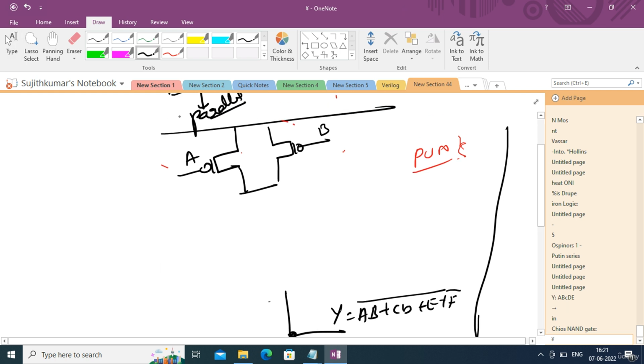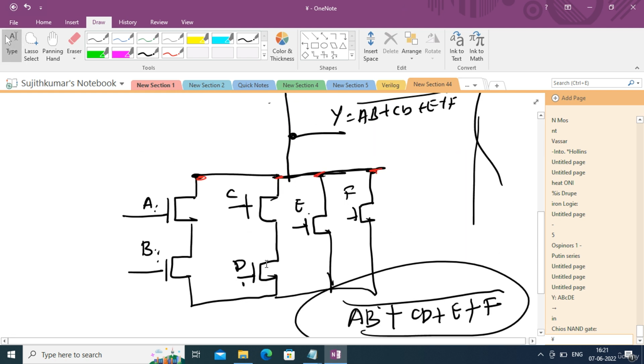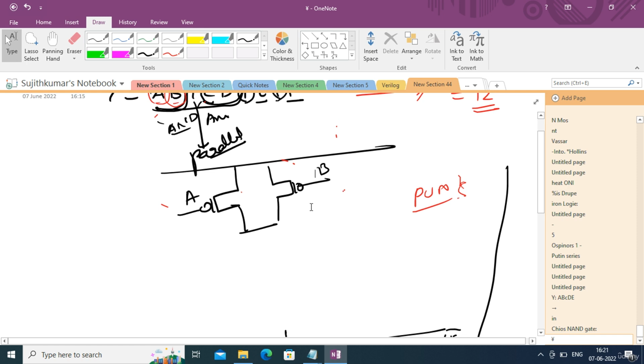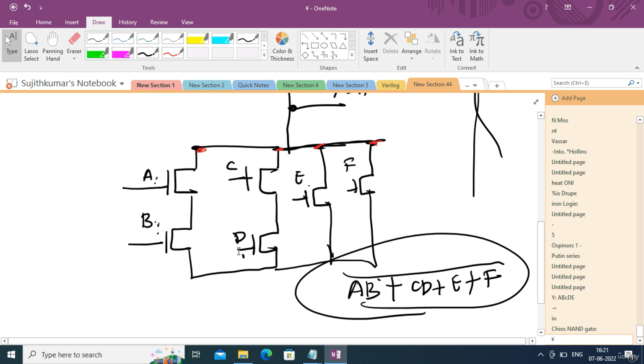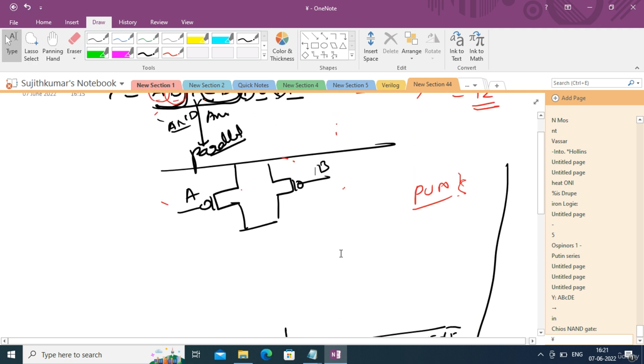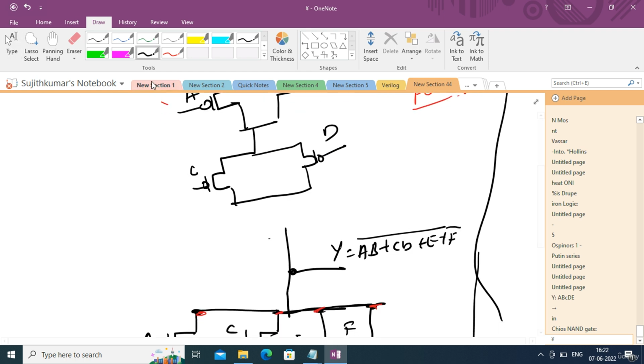So A and B are parallel here because A and B are in series there, so that will become A and B as parallel. C and D are in series there, so that will become parallel here. C and D will become parallel.